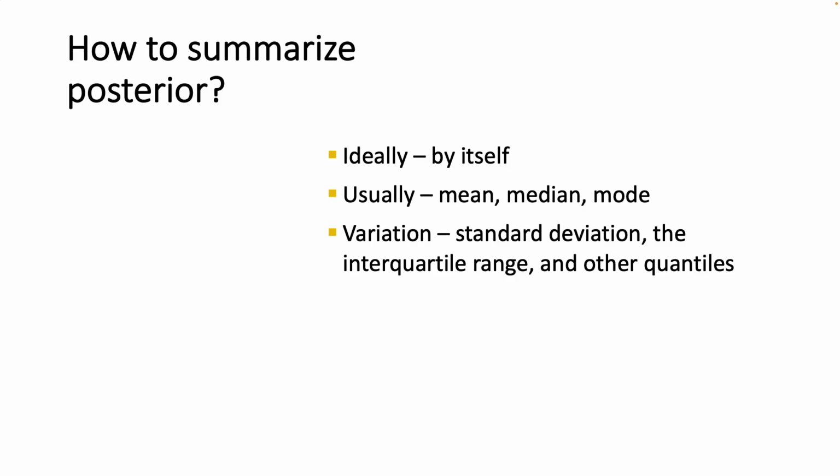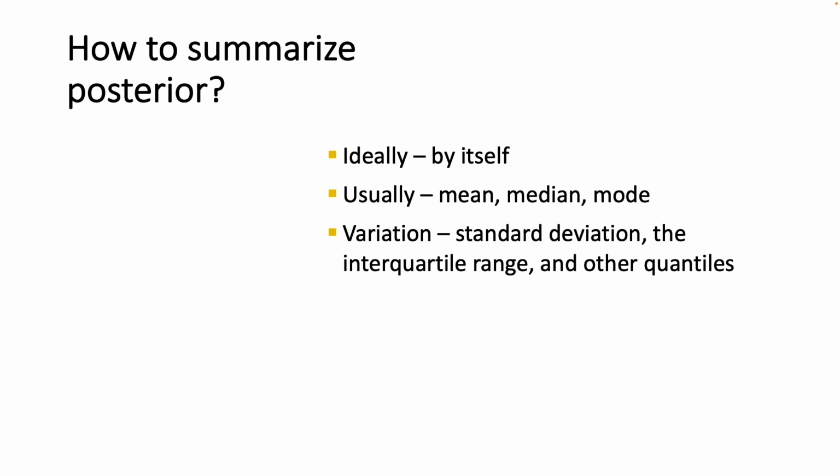The most popular values, especially for one-dimensional distributions, are the mean, median, and mode. Mean is the expected value. Mode is the maximum of the probability density. Median is a point where half of the probability is on the left and half is on the right.